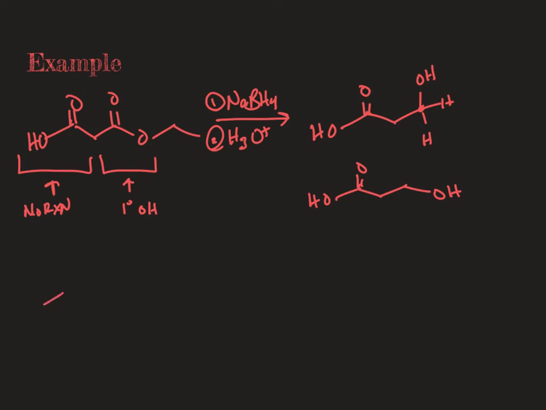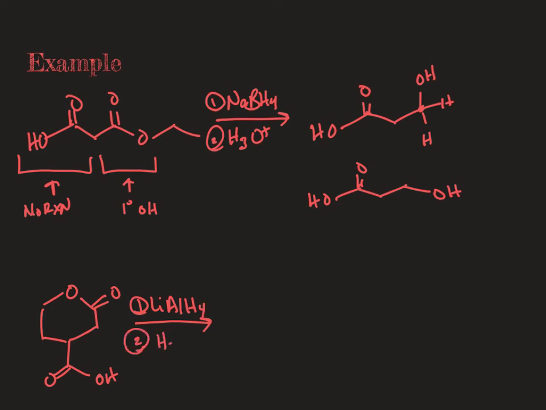One more example. This time we're going to look at a cyclic ester and think about how this is going to turn out. This time we're going to react it with lithium aluminum hydride. Again, we need to think about our groups separately because I do have two. I have an ester and I have a carboxylic acid. Lithium aluminum hydride works for both of them. The carboxylic acid is going to convert to a primary alcohol. The ester is also going to convert to a primary alcohol.